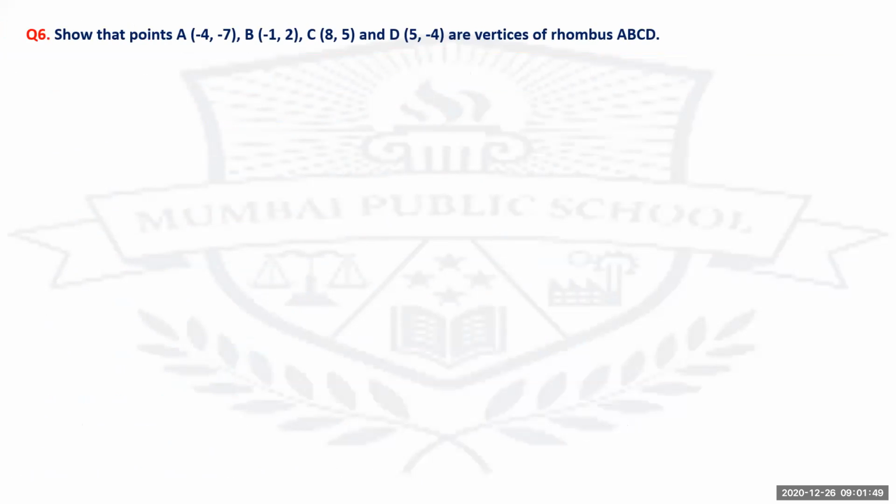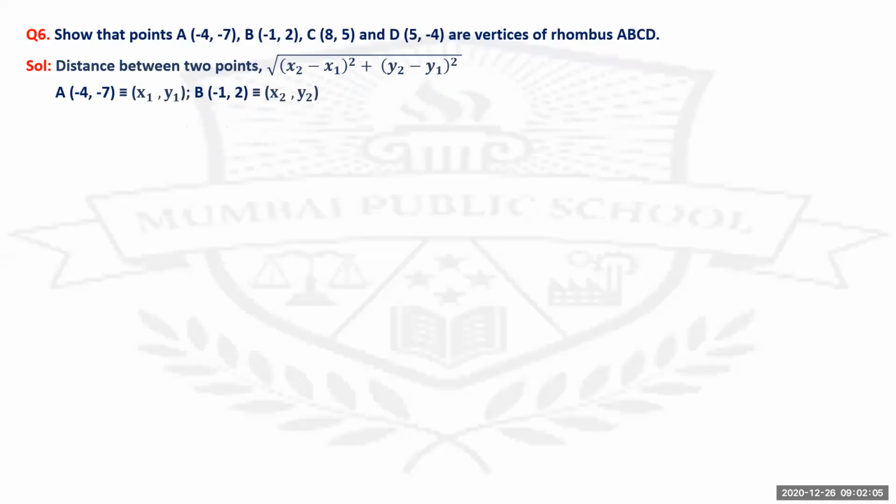Now check the property of a rhombus. All the sides are equal. So when you find the length of all the sides, you should get the length of all the sides equal. Now again, you're going to use the distance formula. Here, coordinates of A you'll consider as x1, y1, B as x2, y2.